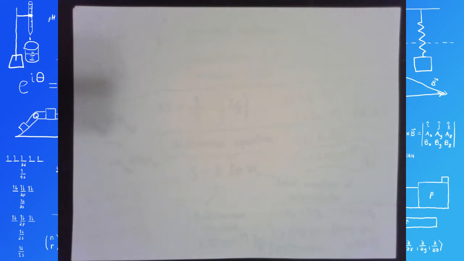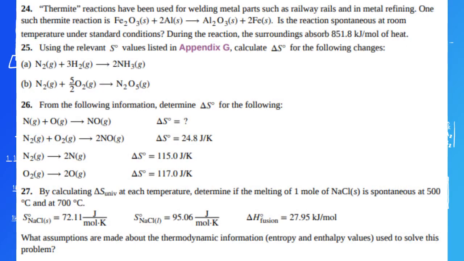Let's see what we've got next. Part B you can do on your own. 26, from the following information, determine delta S for the following. Oh, okay, so in this case they don't want you to look it up from data tables. They want you to just apply Hess's law and rearrange those three equations. Okay, not too hard to do.